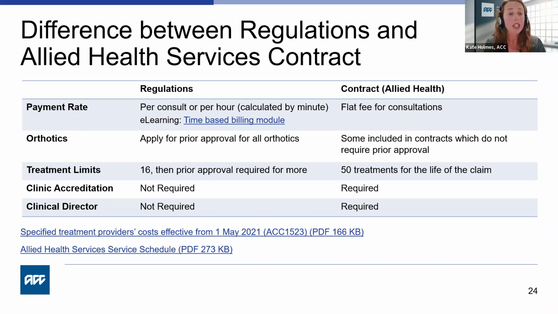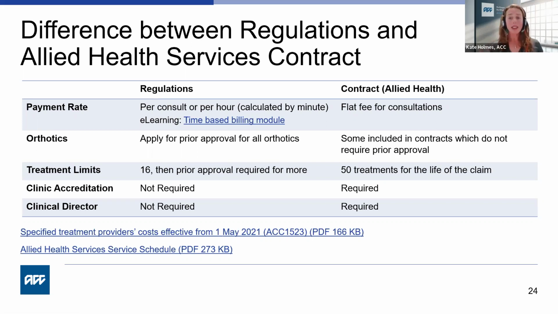Treatment limits: under regulations, it's 16 and then prior approval required for more. Under the contract, it's 50 treatments over the life of the claim, with a file review required prior to the 16th if the client's not under specialist care. For clinic accreditation and the clinical director requirement, under regulations, these are not needed. However, under the contract, they are both required.